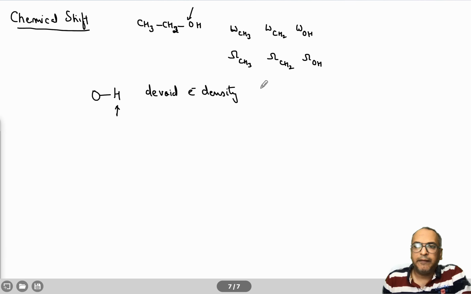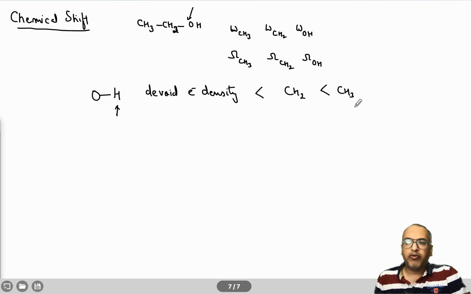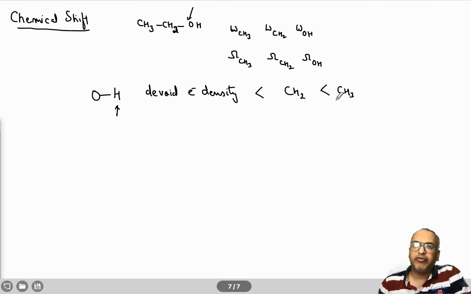This is followed by, if I use the less than sign for electronic density, the CH2 proton. The CH2 proton is the next closest hydrogen atom. So this will be devoid of electron density, but not as much as the hydroxyl proton would. Then this will be followed by CH3. Now why are we discussing electron density when this technique is actually a nuclear technique, right? We have been discussing that it's related to nuclear magnetic moments and how they are precessing around the magnetic field, right?